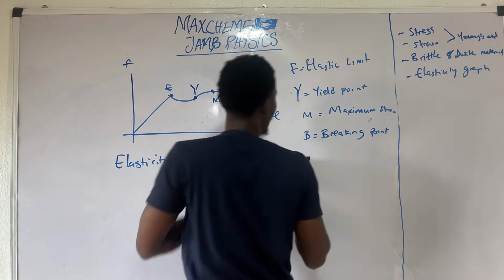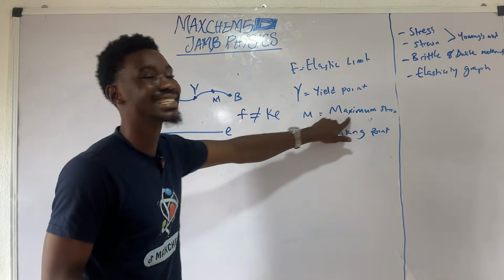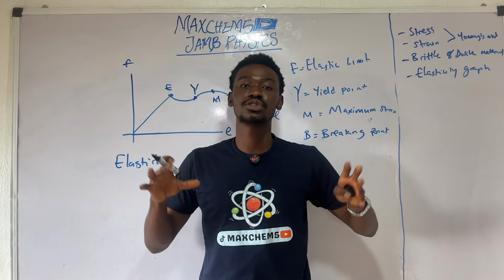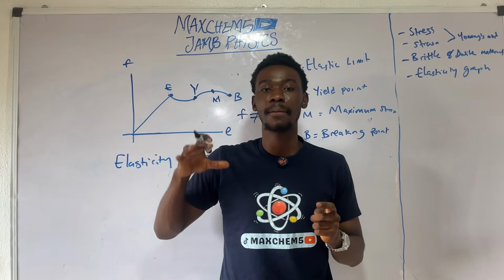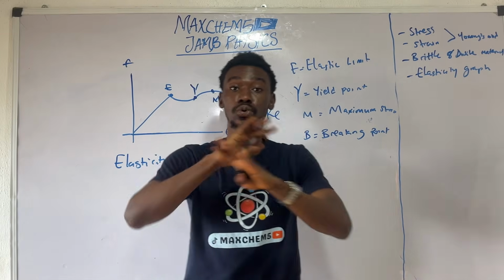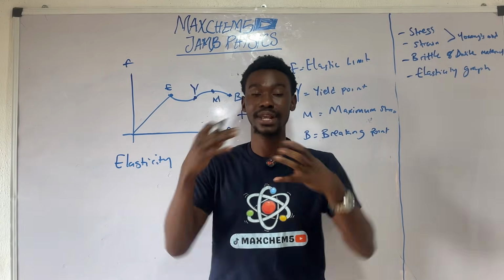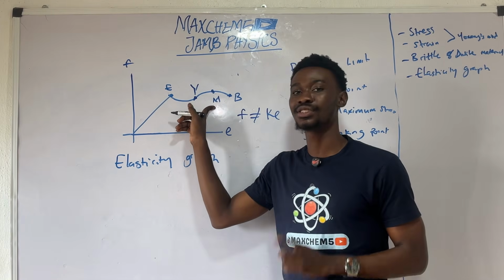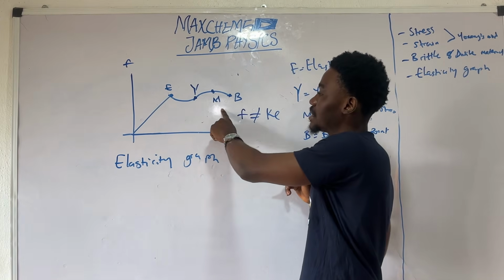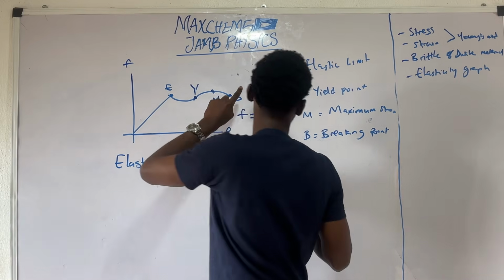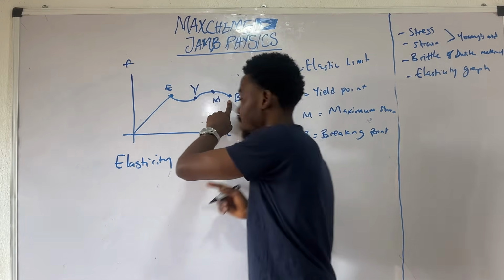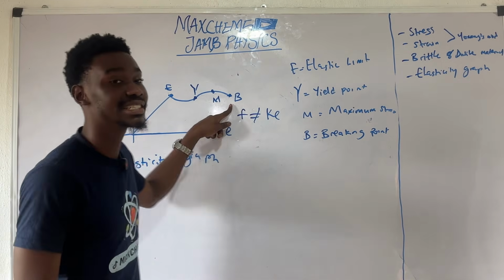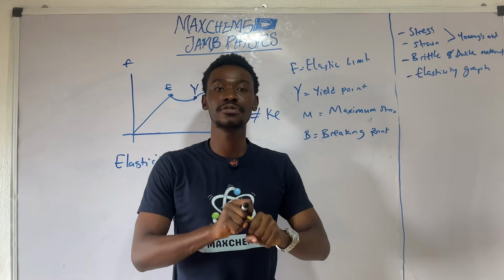That point is called the point of maximum stress. That is the point where the material has absorbed enough stress that it is about to break, but has not broken yet. Now, the last point is called the breaking point. That is the point where the material breaks.